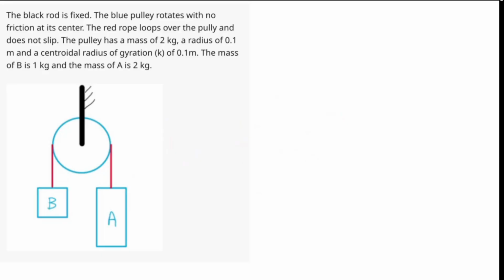For this problem, it states that there's a black rod fixed, and it's connected to this blue pulley with no friction. There's a red rope that loops over this pulley and does not slip. The pulley has a mass of 2 kilograms, a radius of 0.1 meters, and a radius of gyration of 0.1 meters as well. The mass of block B is 1 kilogram, and the mass of block A is 2 kilograms.